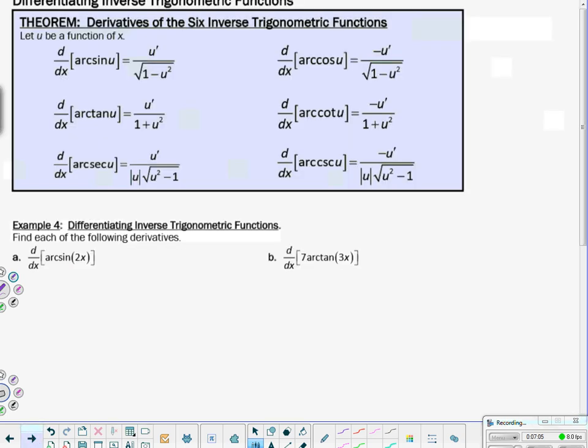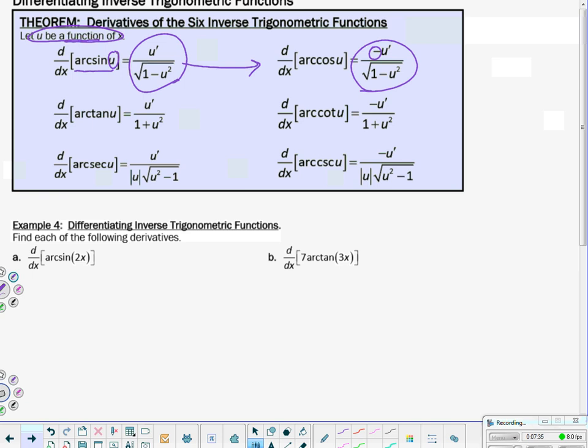On the back side, this is where we pick up the calculus. You can see there are 6 different rules for the derivatives. The derivative of arc sine of u, where u is some function of x, I will do u prime, that's chain rule idea right there, over square root 1 minus u squared. Cosine is almost identical. Look at that, the similarities. Everything's the same except for the little negative.